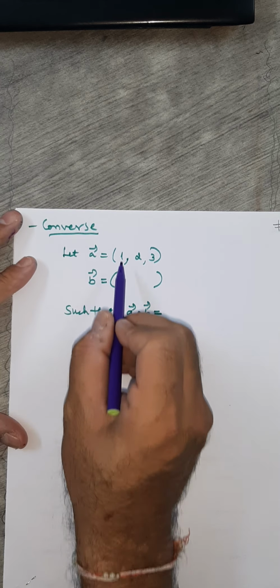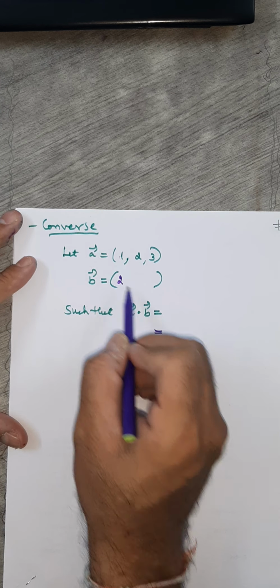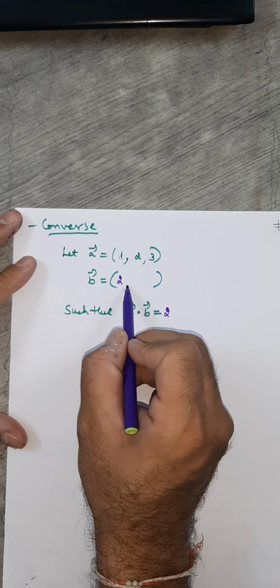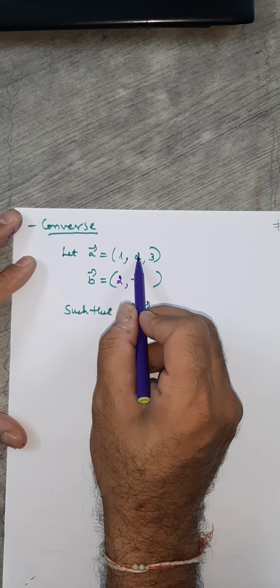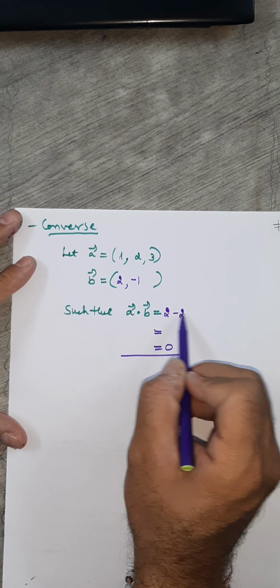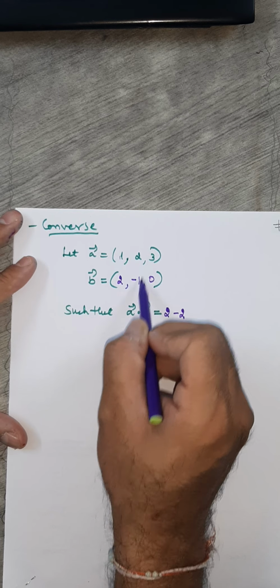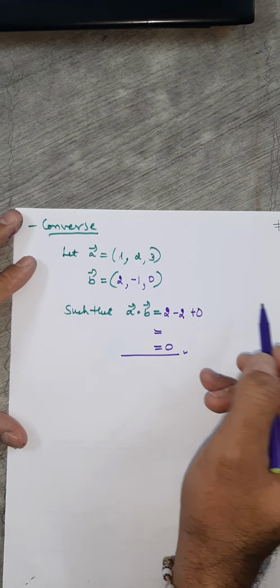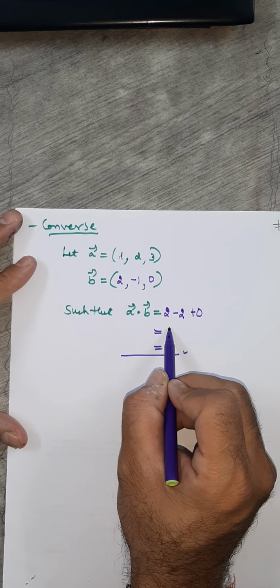So what I can do, suppose I'll put 2 here. So 1 into 2, 2. I can put here minus 1. So 2 into minus 1, minus 2, is 0. Now I can put 0. So 3 into 0, that's 0. Got it? Understood? So this is 0.